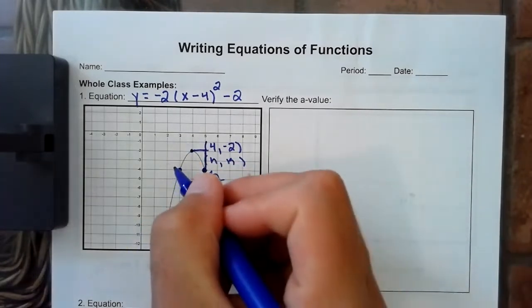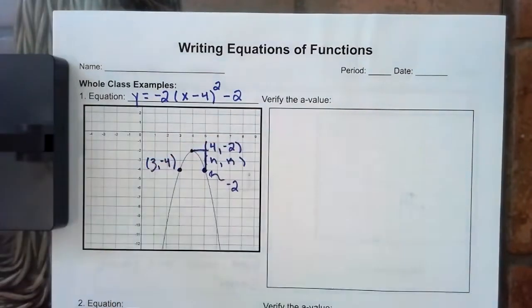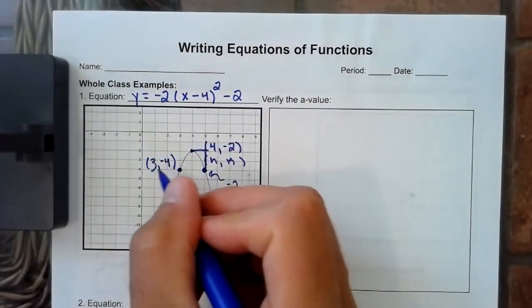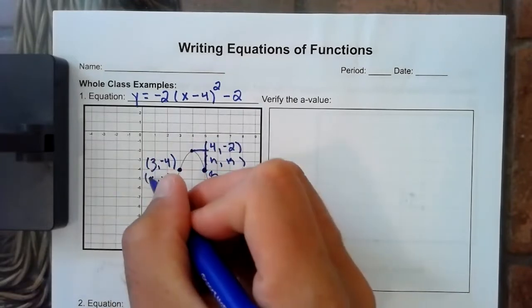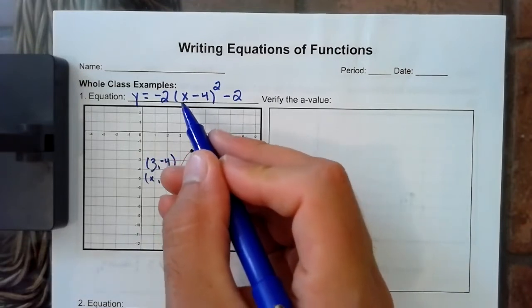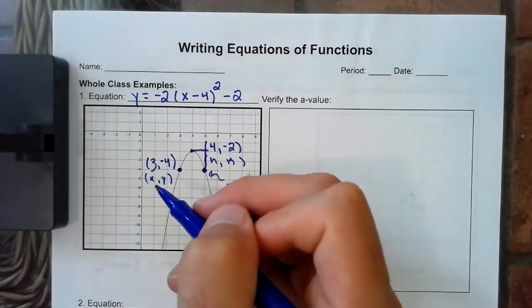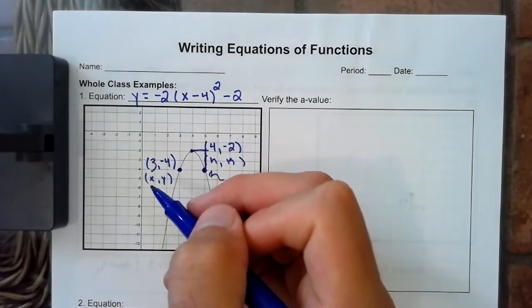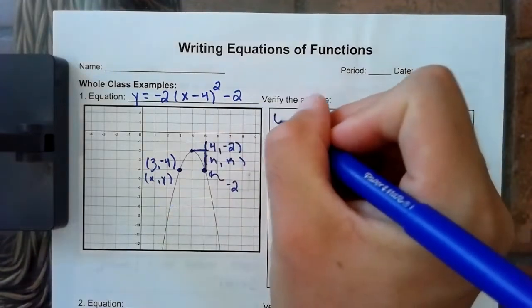So let's pick this point here, which is (3, -4). Remember that all points are just an x and a y value. So we're going to take the x value of 3 and sub it into what we think is our equation. Same thing with the y value, -4. We're going to sub it in for y. And we're going to make sure we get a true statement to help us verify this a value.